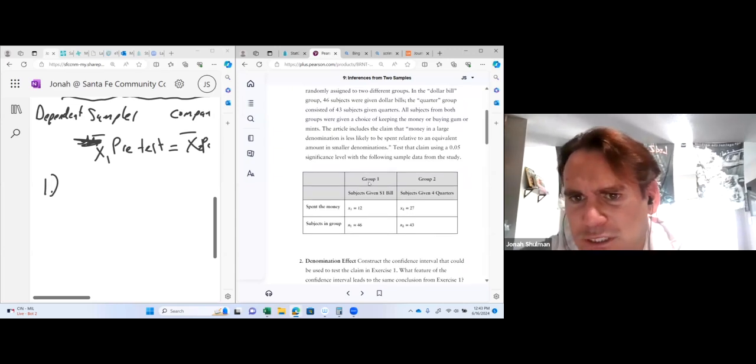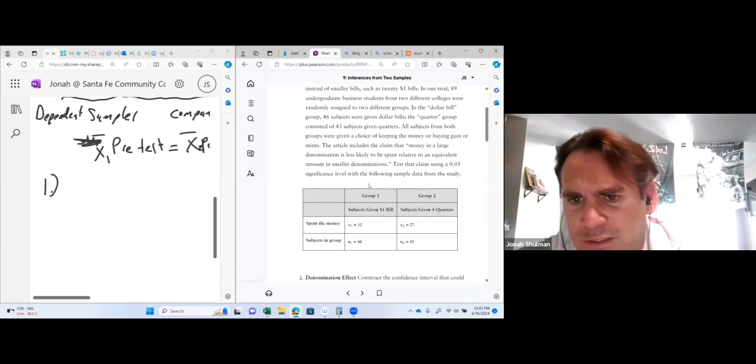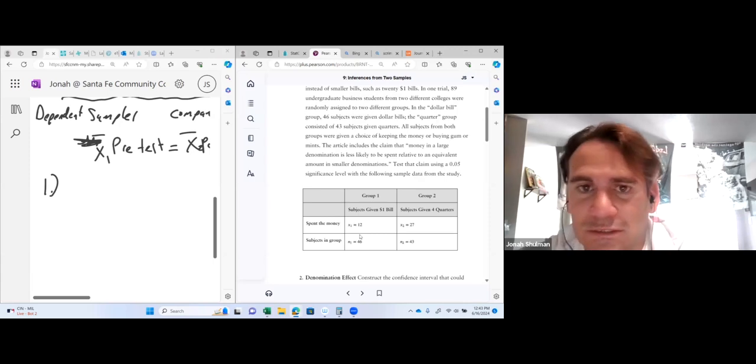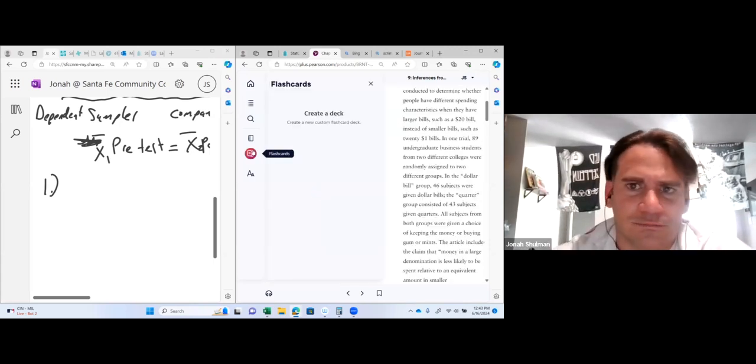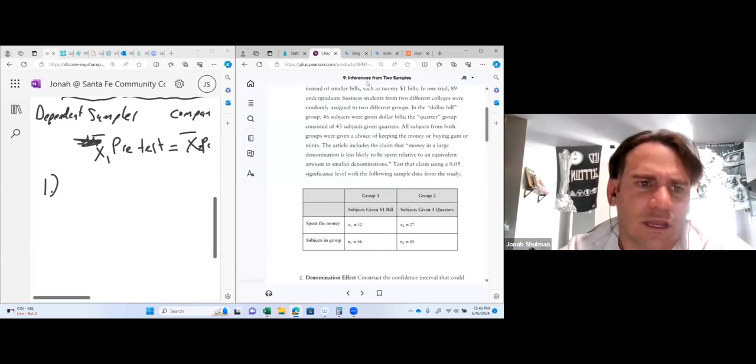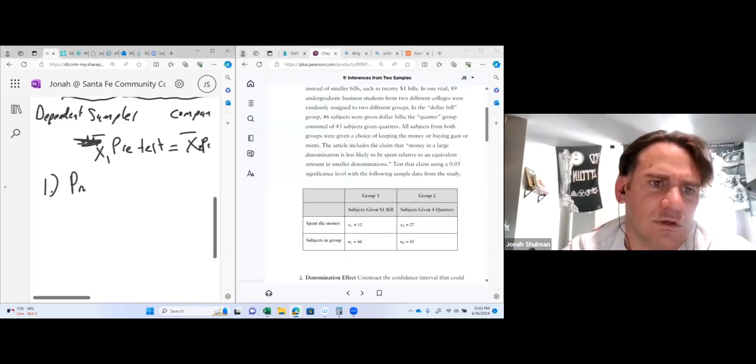Let's just test it. Because they just give us the amount of people who spent the money and the subjects in the group, I don't have a mean, I don't have a standard deviation, so without a mean, I can't do a t-test. So this is telling me that I have to do a probability.